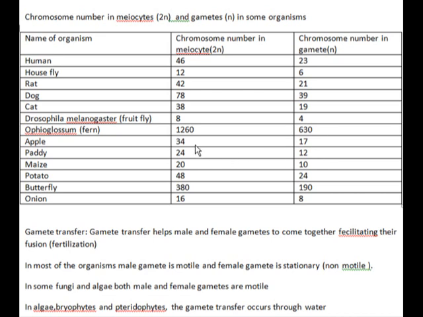So the largest number of chromosomes is found in Ophioglossum, that is a pteridophyte. Its diploid number is 1260, haploid number is 630. The onion plant has diploid number 16 and haploid number 8.